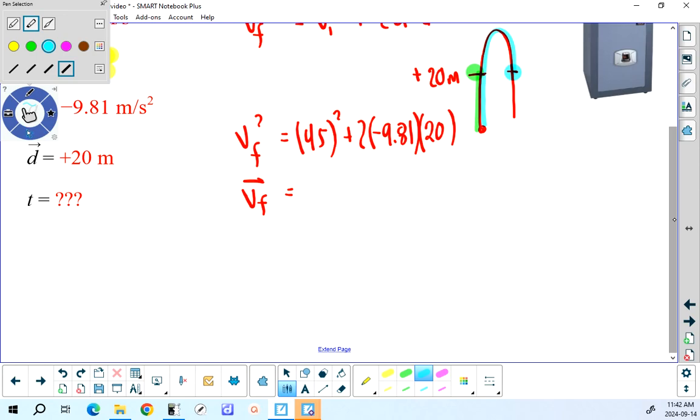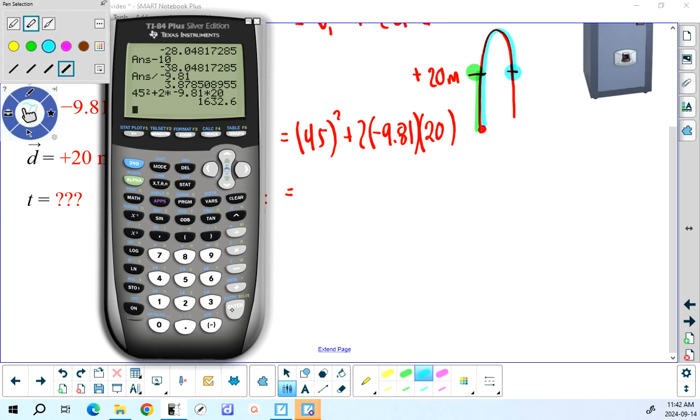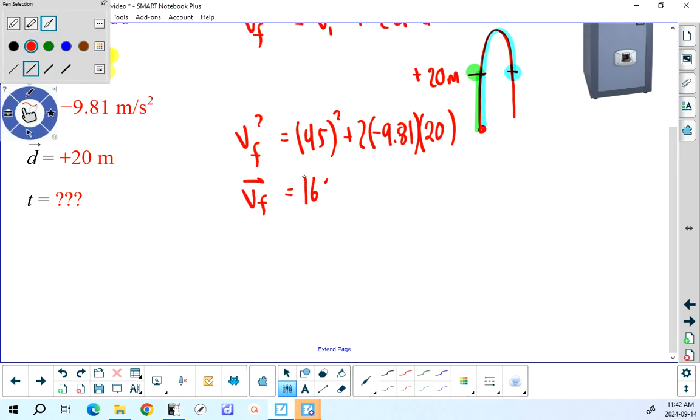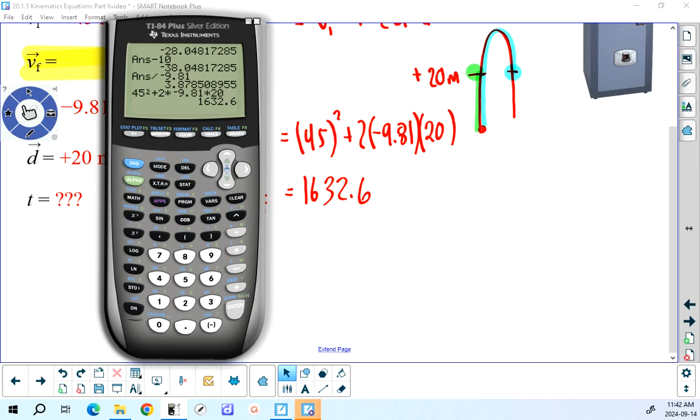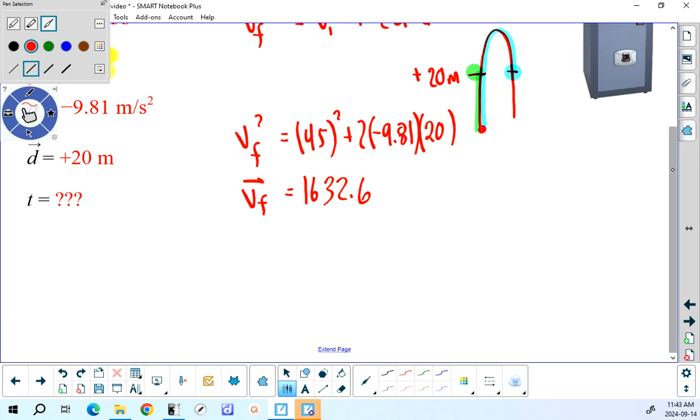So what am I going to get? Let me see. I need to take 45 squared. I put 45 in brackets, but I don't need to put it in brackets on my calculator. Plus 2 times negative 9.81 times 20. And what I get is 1632.6. I take the square root of that, and I get, for VF without regard to direction, 40.4. So VF is 40.4 meters per second.